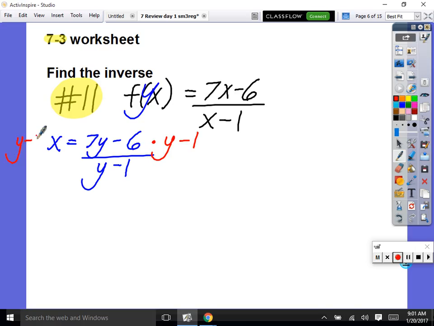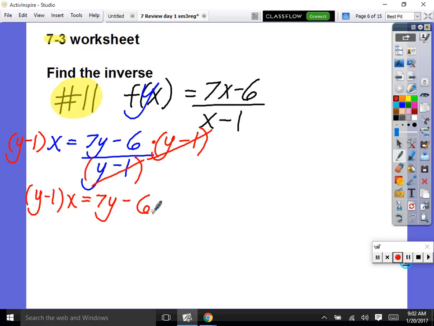Don't I need parentheses since I'm multiplying by an entire y minus 1? So this entire side. Okay, good. Now look what happens on this side. That divides out, right? We know how to simplify division. So over here we have this: y minus 1 times x equals 7y minus 6.